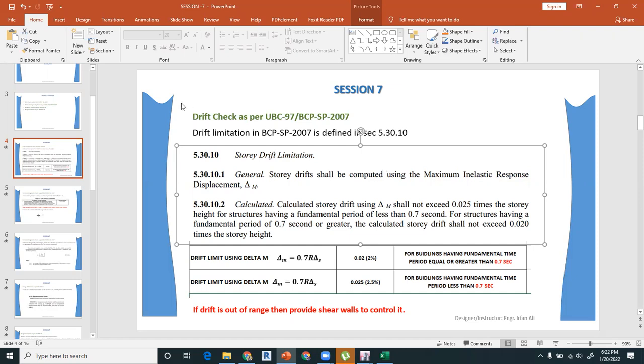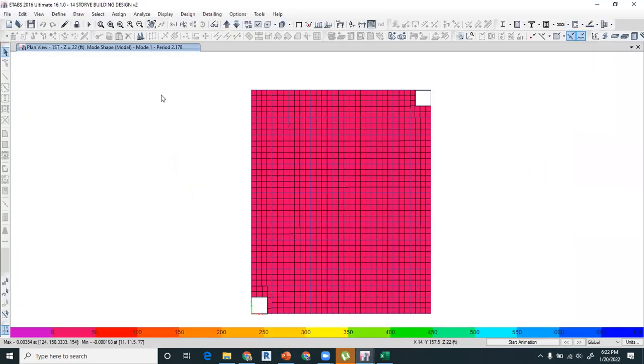So we are talking about the building limitation. For our building, the limitation is 2%, right? So how do we calculate this drift? Let us go to ETABS. This is the same model I have already run the analysis on.